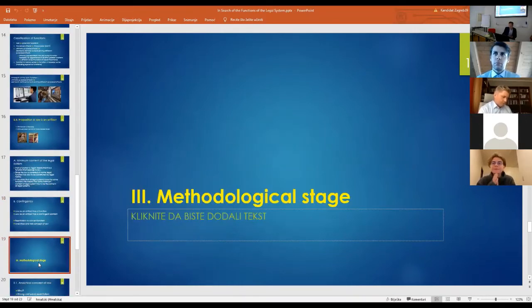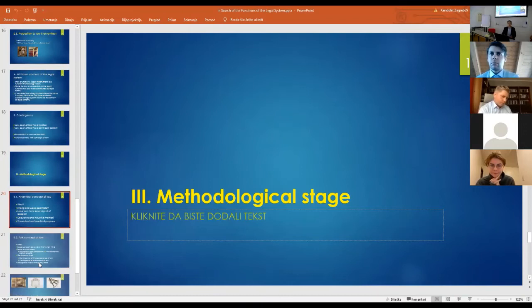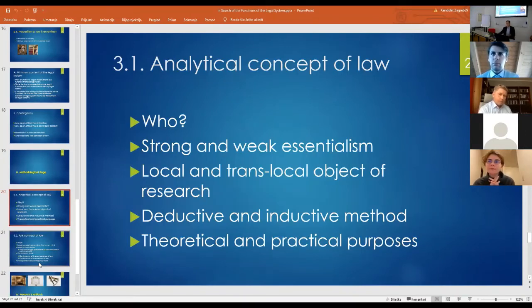So at the methodological stage, I think we could discuss, it is important, and for example, some theorists like Burazin think that it is important to distinguish the analytical and folk concept of law for the artifact, and in my opinion, especially for the functions. When we talk about the analytical concept of law, who uses this concept of law? This is the question of who.